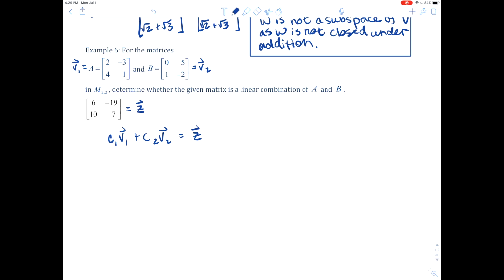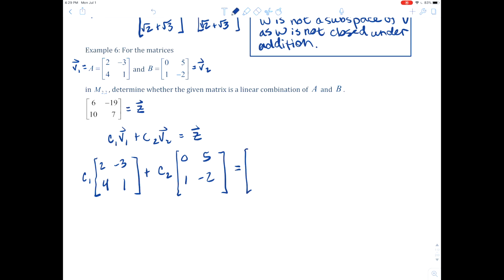Well, let's plug it in. So you'd have C1, and then V1 was the 2, negative 3, 4, 1. So it looks different, but you do it the same as with the regular row vectors. And then C2 times 0, 5, 1, negative 2. And you've got to figure out, is there some way to equal 6, negative 19, 10, 7?